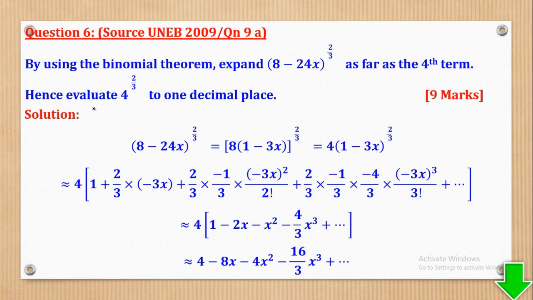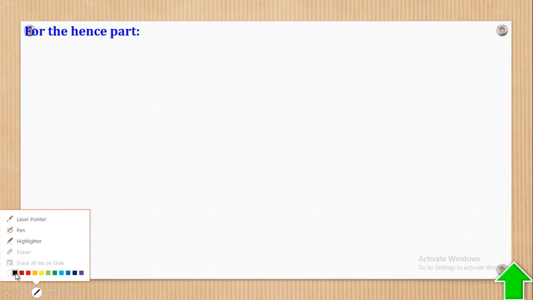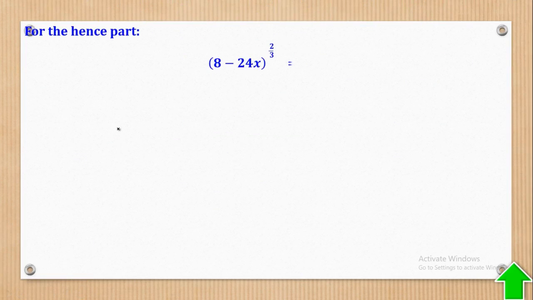Then part B, or the hence part, they said, evaluate 4 to power 2 over 3 to one decimal place. So the first thing to do is to look for a way of getting x. Now when I compare this with this, it means that this power is the same. Therefore, this one will be equal to this 4. Then make x the subject, x will be 1 over 6.